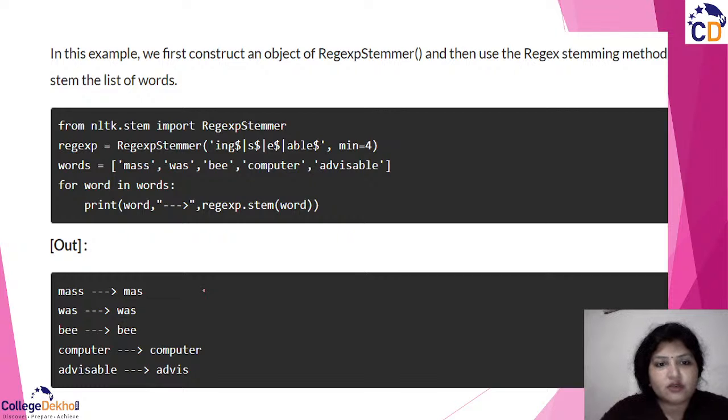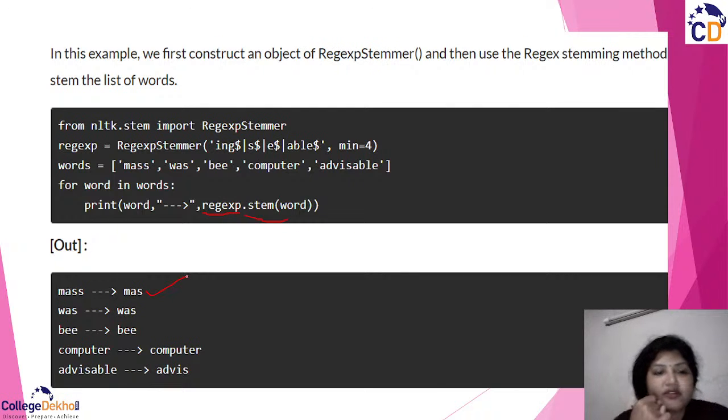Again you have used a for loop for extracting this. Now let us see, you have used the regex expression dot stemmer, and then you are taking the word as an argument. Then mass becomes mas, which is not a meaningful word. Was obviously you cannot change, the was would remain was, even if you are removing anything. B would remain b, right?